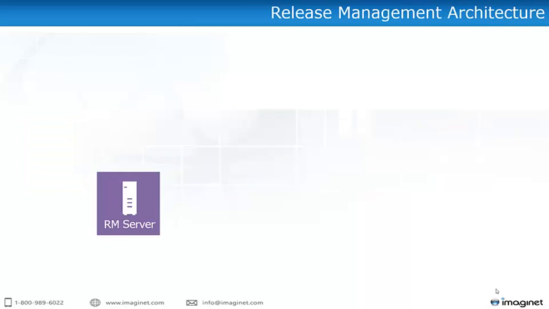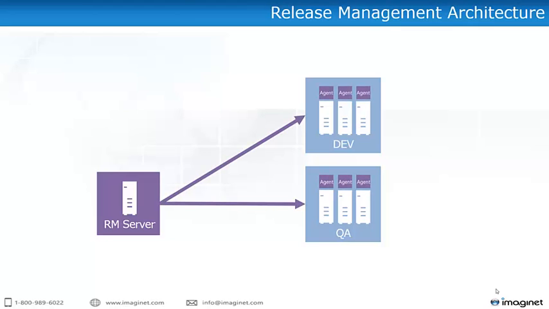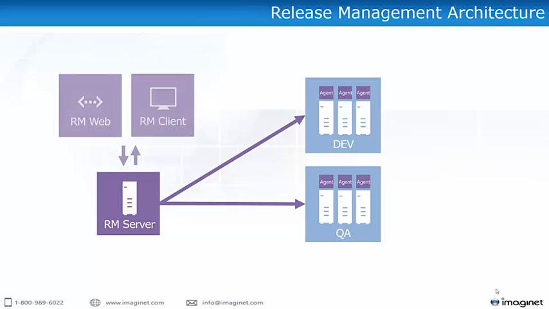Let's have a look at the release management architecture. At the heart of release management is the release management server. Then you're going to provision some machines and group those machines into environments. In this example, there's a dev environment and a QA environment. On each of those machines, a release management agent is installed. The agent is responsible for executing workflows on the machine as coordinated by the release management server.